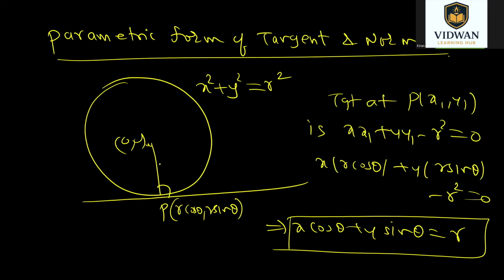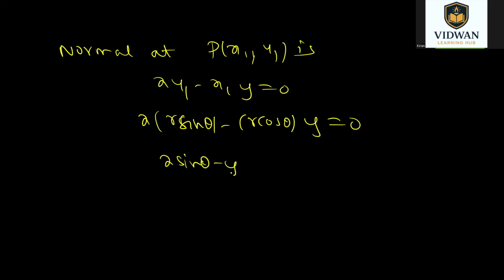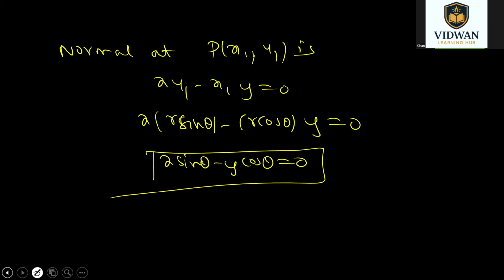And if you have to write the normal, it is just the equation of the line joining center and this point. So what is the normal at P, x1, y1? We wrote it earlier. At P, x1, y1, what was the formula for normal? x y1 minus x1 y equal to 0 is what we wrote. So here we'll replace y1 with r sin theta, x1 with r cos theta. So this would give you x sin theta minus y cos theta equal to 0, which is the normal in parametric form when the center of the circle is origin.